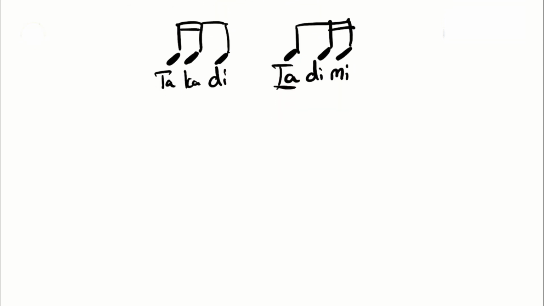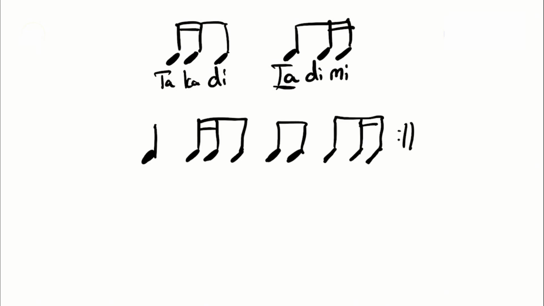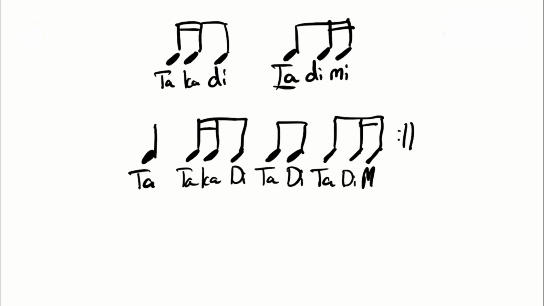Now, let's put this together in some examples. So we've got ta, because that's a quarter note. Now the 2 16ths and an 8th is takadi. Keep tapping that tool down below. Takadi. We got 2 eighth notes, which were ta di. Then the 8th and 2 16ths is the ta di mi. So here's our speed.